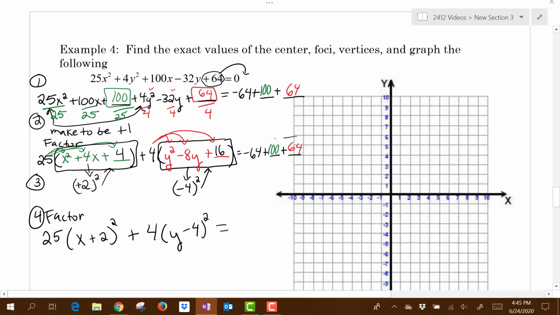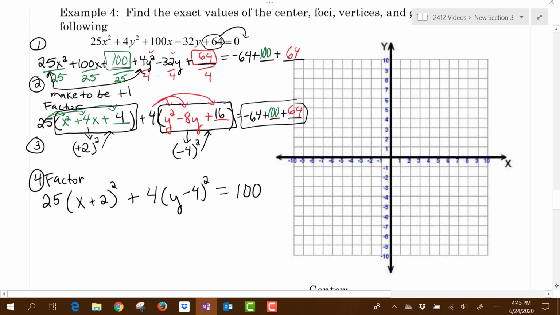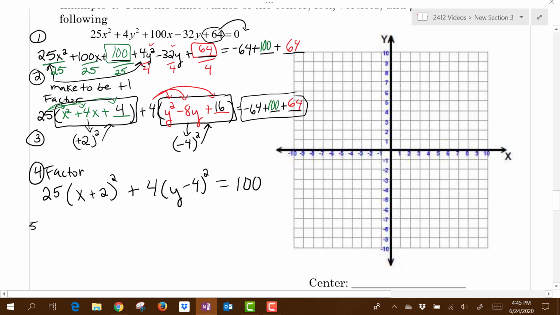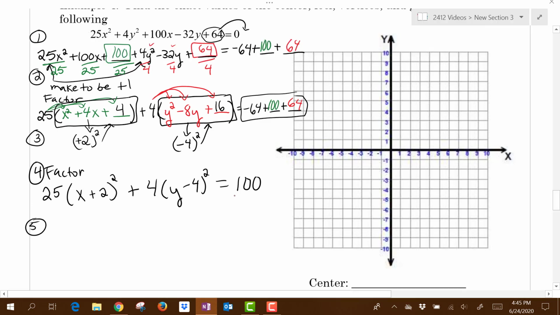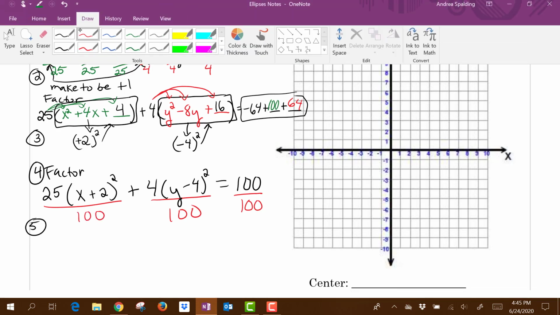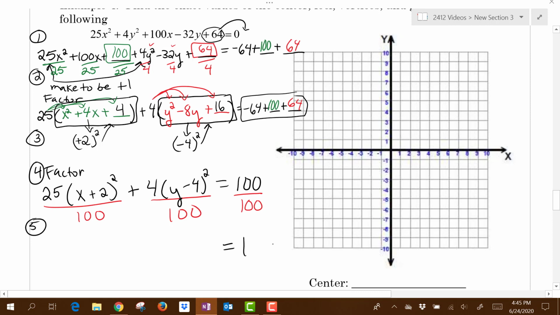And then on the right hand side, we're going to add all these terms up together. Negative 64 plus 100 plus 64 looks like it gives me a positive 100. Step 5, we want to make what's on the right hand side a 1. So we're going to divide everything through here by 100. Basically, you're dividing by whatever the constant is on the right hand side. 100 divided by 100 gives us the positive 1 that we want for that standard form.